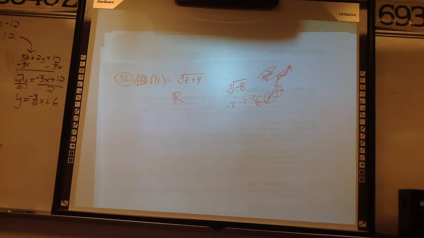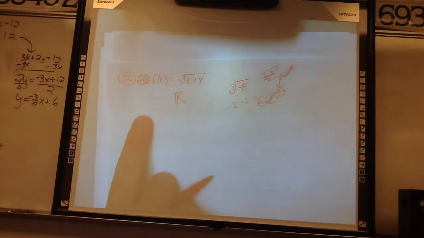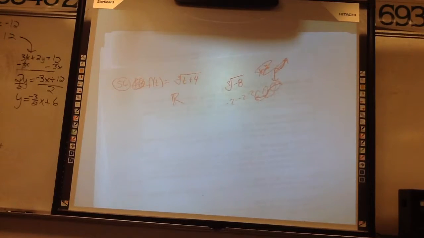Give me a number that you would plug in for t that would make it not work. Wait, so odd roots can always be negative? I is imaginary. All real numbers. We don't care about imaginaries in this.